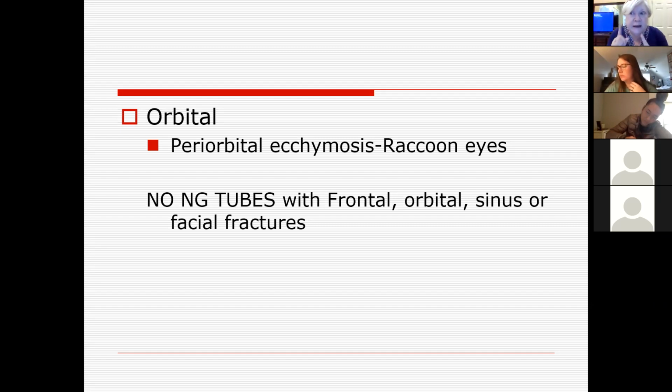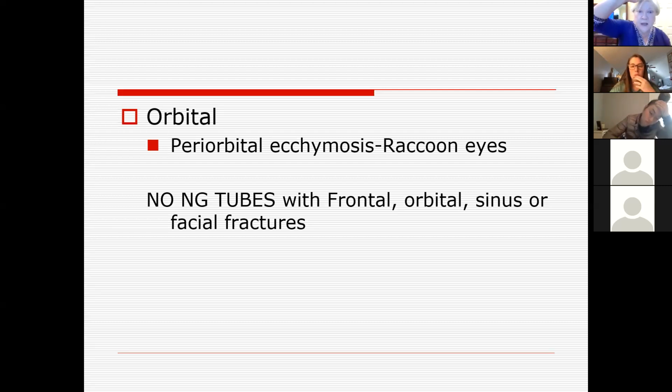But you got to remember that sinuses or your eyes are all connected to your brain. So we don't put anything up your nose, because how do I know when I go here, if you have a fracture, how do I know that it's going to make that turn and go down and not go here and go straight into your brain? If someone has a frontal fracture, orbital fracture, sinus fractures, or facial fractures, nothing up the patient's nose.